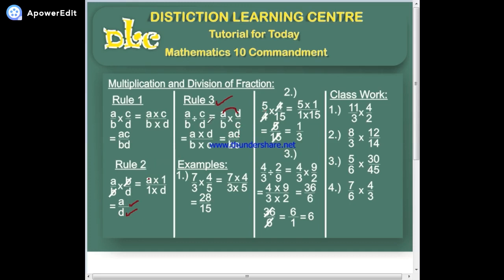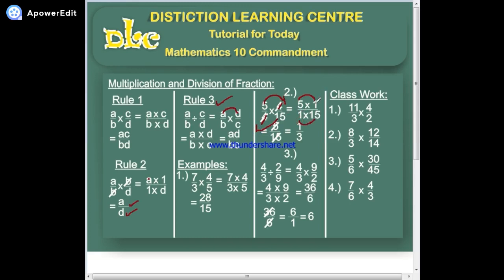Now, if you look at this particular question here, you will see that this 4 can divide this 4. So, that is the reason why we divide it, saying 4 here 1 and 4 here 1. So, that means what remains will be 5 multiplied by 1, and this one will now be 1 multiplied by 15.